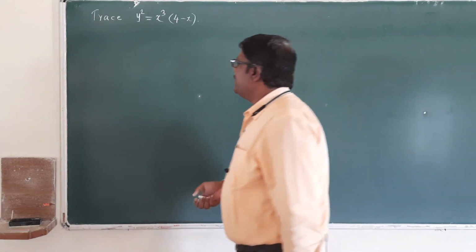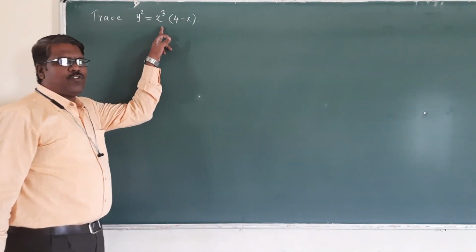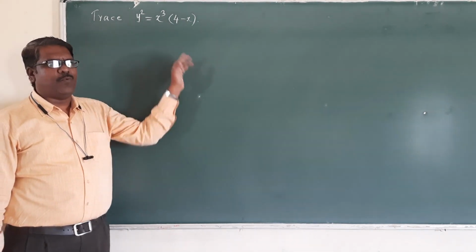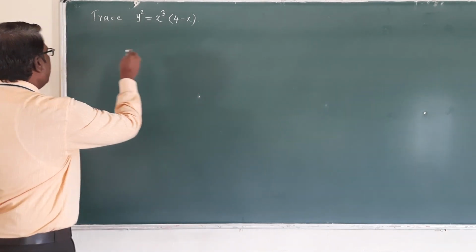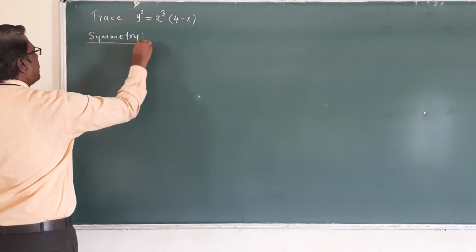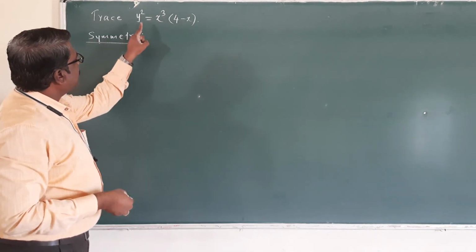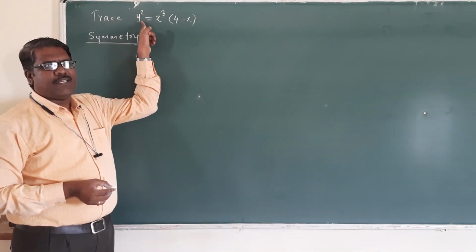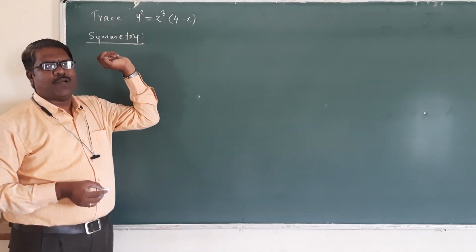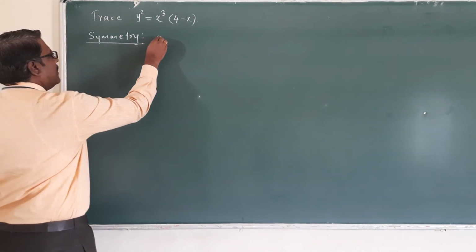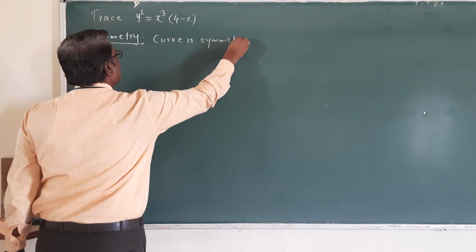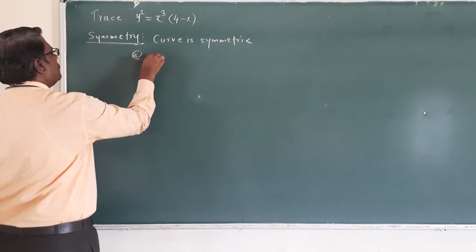Now the next example is to trace y square is equal to x cube into 4 minus x. For tracing this curve, again we need to verify all the points. The first point is symmetry. In symmetry, as the given equation of the curve contains even and only one power of y, it is symmetric about the x-axis. So the curve is symmetric about x-axis.